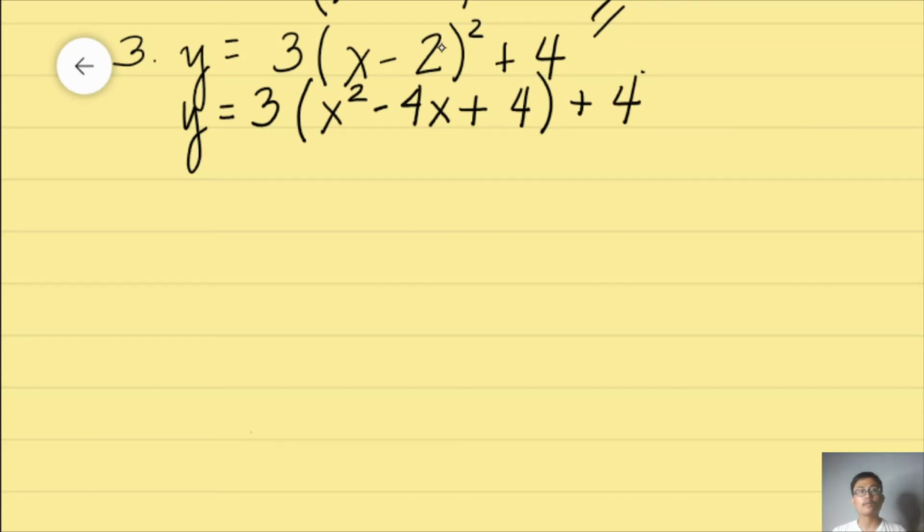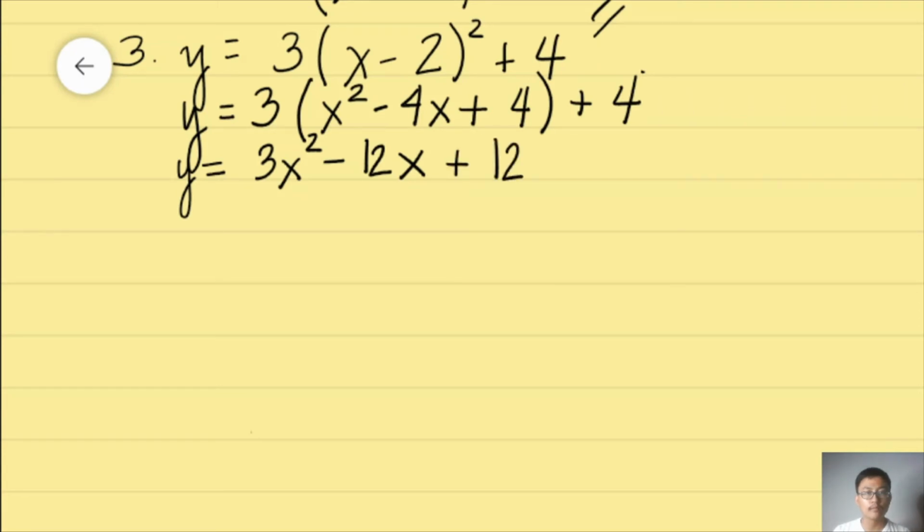So, actually, lesson na to previous grades, diba? Square of binomial. So, yan yung rule. Square the first term, multiply the first and the second term by 2, then square the last term. Kaya natin nakuha yung sagot. And the next step is, we have y equals, kung number sa labas times lang natin sa loob. So, you have 3 times x squared, 3x squared. 3 times negative 4 is negative 12x. 3 times 4 is plus 12. Nilagay na natin yung plus 4.